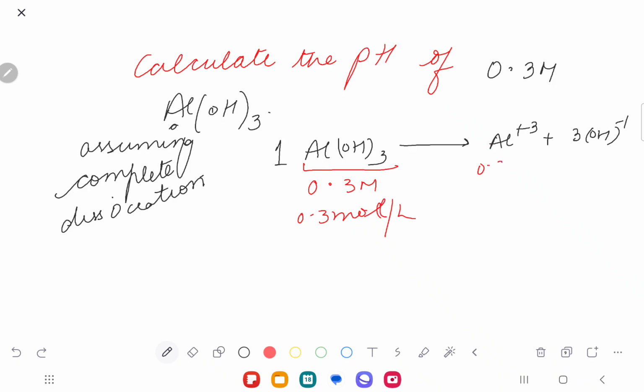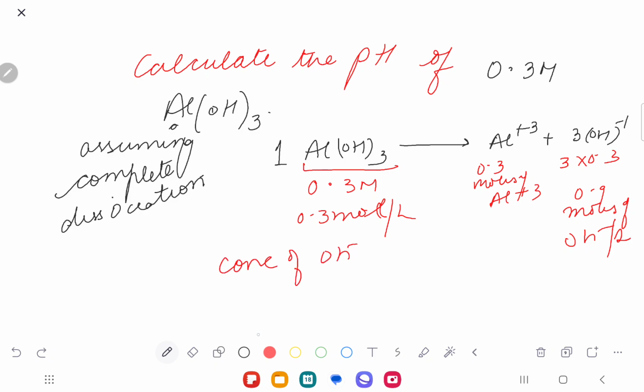So I will have 0.3 moles of Al plus 3 and 3 times 0.3, which is going to become 0.9 moles of OH negative per liter. When I say per liter, that means the concentration of OH negative, and that is going to be 0.9 moles per liter, or you can simply write 0.9 molar. Capital M means molar. Do you understand my point?